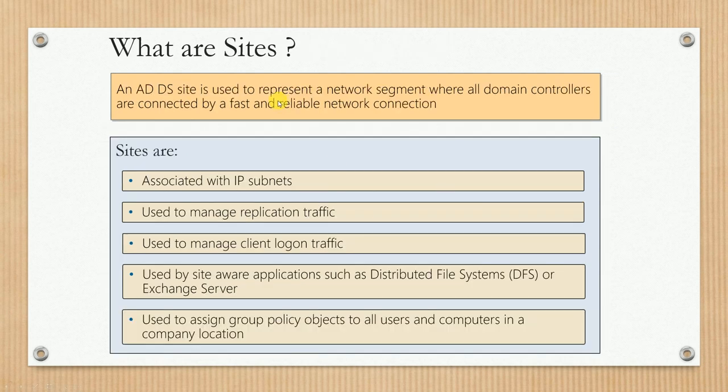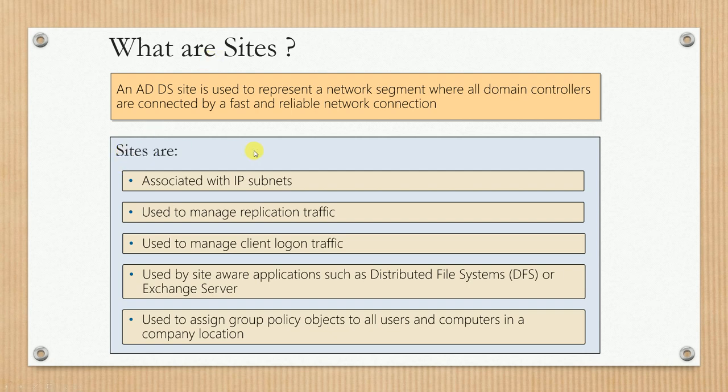Now, what are sites? An ADDS site is used to represent a network segment where all domain controllers are connected by fast and reliable connections. Basically, we create a site to represent the network segment. You can create it location-wise, based on your subnet or your IP range. You can create sites to recognize where your computer is located. So that's why we need sites.